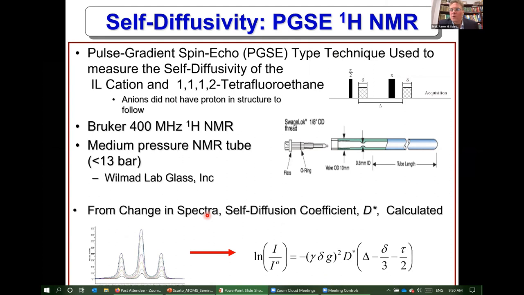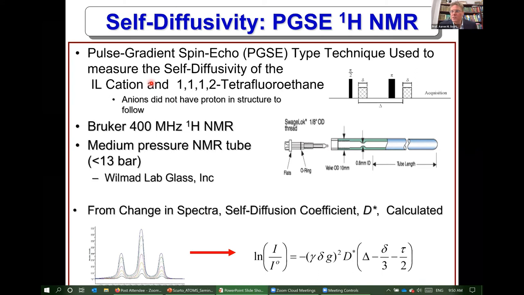For diffusivities, we've actually been mostly using an NMR type technique. Now, my colleague, Mark Shiflett, does a lot with gravimetric microbalances. And from his measurements, he can actually get the Fickian diffusivities of gases dissolved in the liquids. But here we're getting the self-diffusion coefficients through this pulse gradient spin echo, proton NMR technique. And it is a proton NMR technique. We can potentially use some fluorine ones in the future. We haven't gotten to that point.